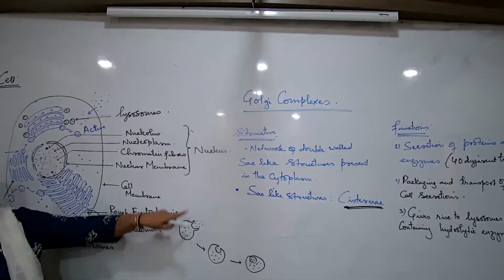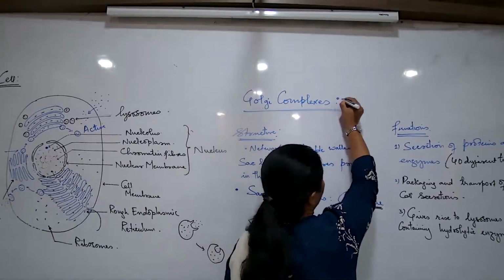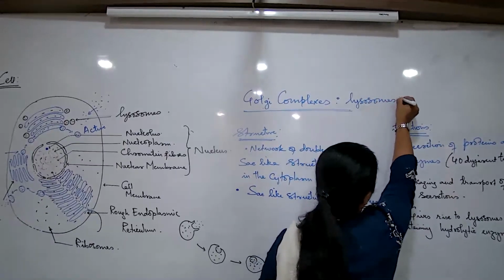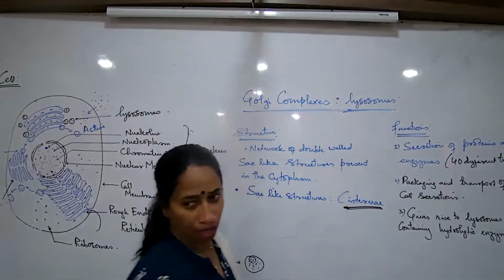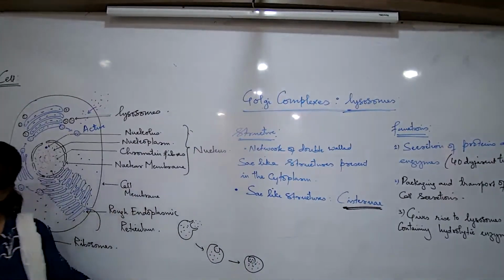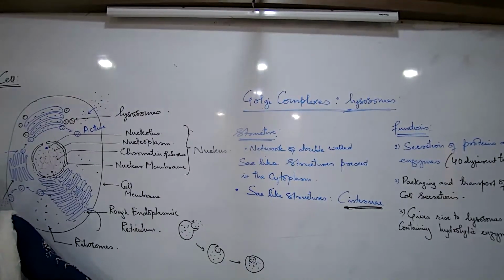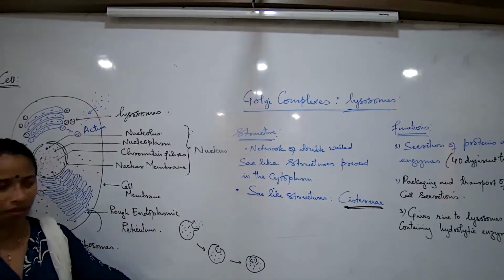So then these lysosomes that we are talking about, what are lysosomes? What is their function? What is the relation of the Golgi complexes and the lysosomes? Golgi complexes and lysosomes, they are absolutely related, but they are two different cell organelles, remember. But why are they always studied together? Because lysosomes are formed from the Golgi. That's why they are always studied together.